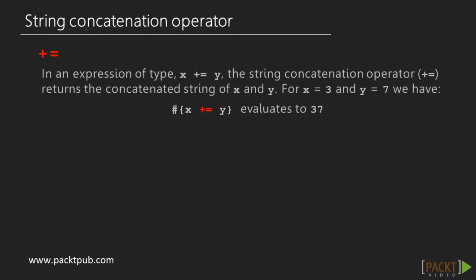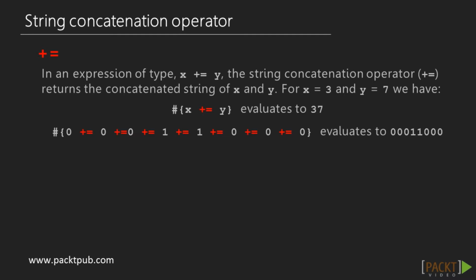Now in an expression of type x plus equal y, the string concatenation operator plus equal returns the concatenated string of x and y. Check out our first example and notice that we apply this operator against two numbers, but the result reveals that EL interpreted these numbers as strings.